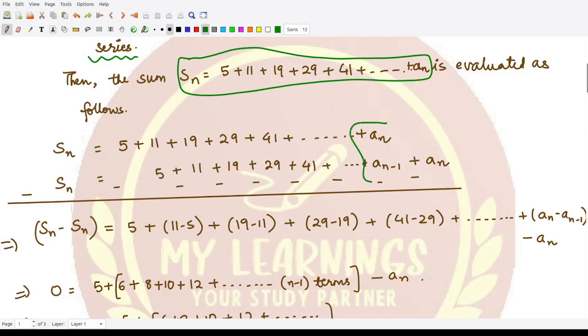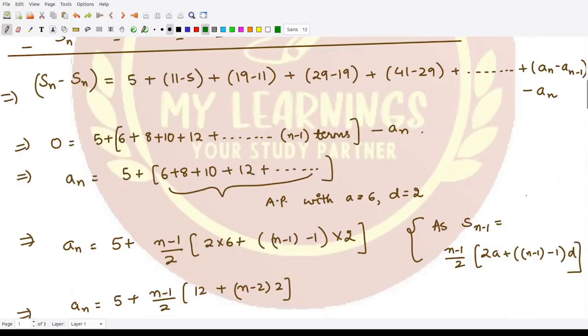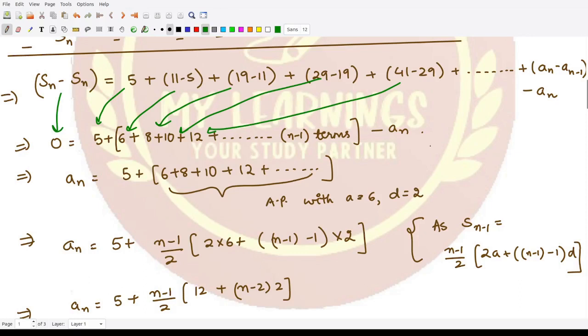At the last we would have a(n minus 1), and the last term would be minus an, which would be alone. After writing these terms and subtracting them, we have 0 here and 5 here as such. Then computing all the terms like this, we obtain this expression. The last part here becomes n minus 1 terms. We are taking this starting from the second entry to the nth entry. So this is second, third, fourth, and so on. This is nth.